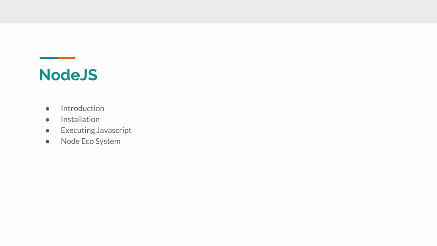Okay. So what is Node.js? Node.js is a platform to execute JavaScript on the server side. Let's discuss more about this. A browser is able to execute JavaScript. Why? Because the browser has a parser for JavaScript. That's the reason it is able to execute JavaScript.